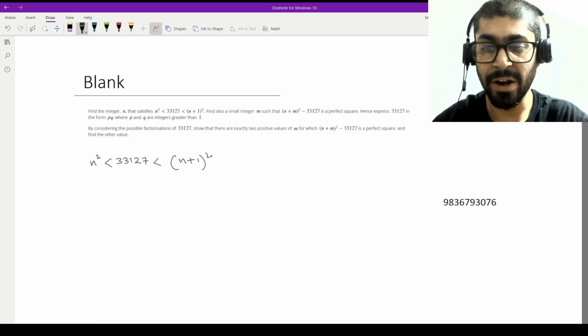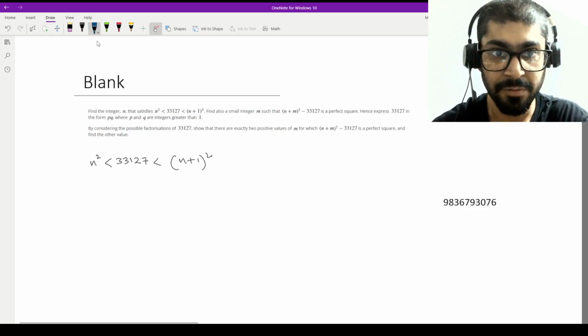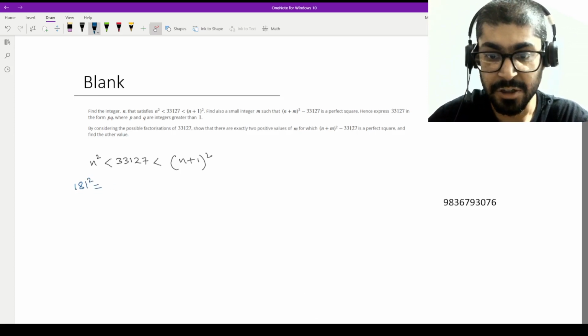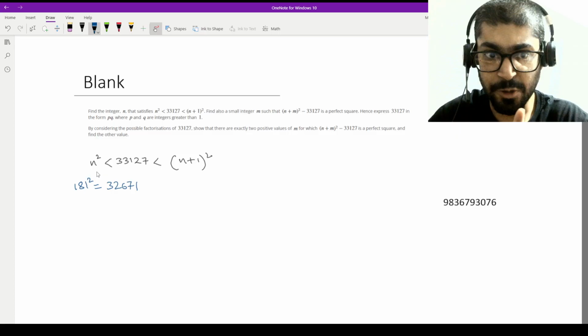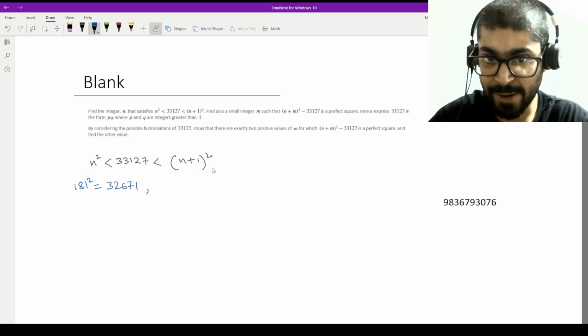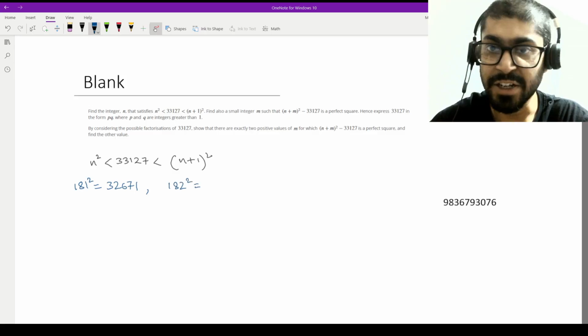If I do 181 whole square, I'll get 32761. Let us write it down for easier reference: 181 square gives us 32761. So if n was 181, the first section is satisfied because 32761 is definitely less than 33127. Now I have to check n plus 1, so I'll check 182 square. Now 182 square is given by 33124.